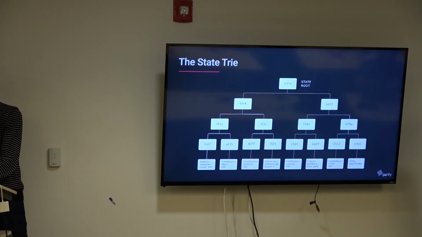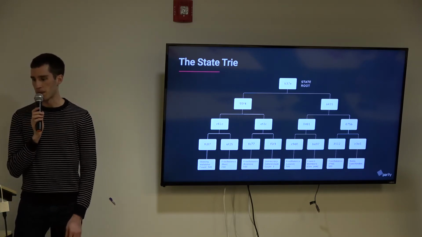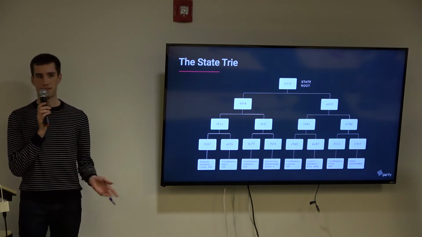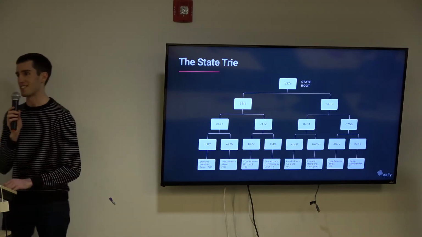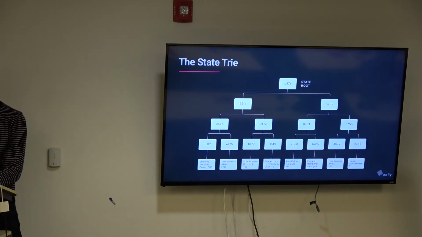Very quickly, what a parachain state might look like. Most people here are familiar with a Merkle tree. Anybody not? No? Okay, everybody's good with this. You have a bunch of state entries, they all get hashed, and then they get hashed again and again until you get to a state root.